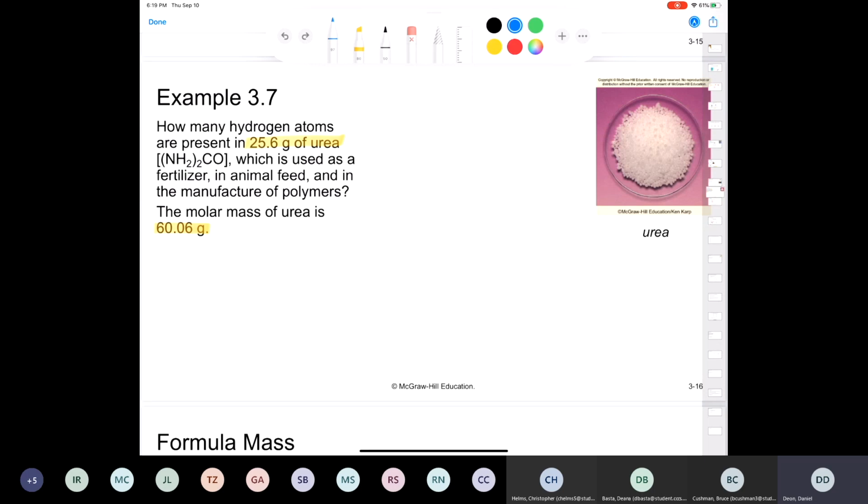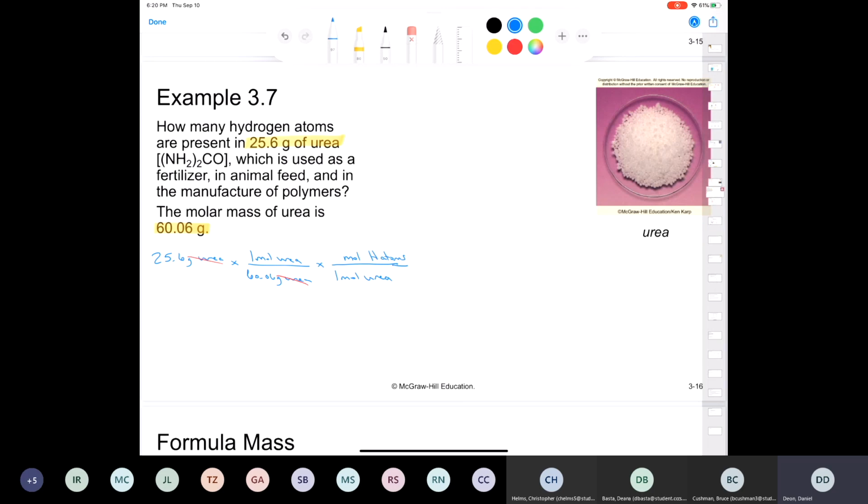We're starting out with 25.6 grams of urea. And the first thing we're going to do is use the molar mass that's provided, which is we know that there's 60.06 grams of urea in 1 mole of urea. Look, if we were to stop right here, what would we have? The number of moles of urea. Now, we need a conversion factor that we have not looked at tonight, but I want to just throw this out here. In 1 mole of urea, who could tell me how many moles of hydrogen atoms are there?